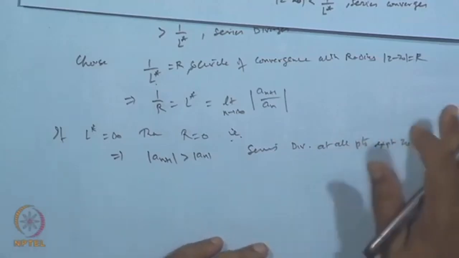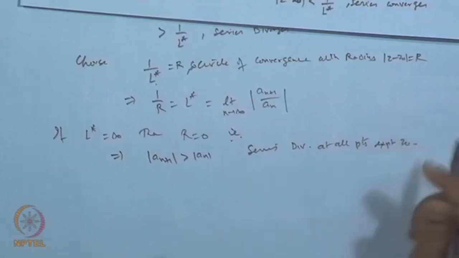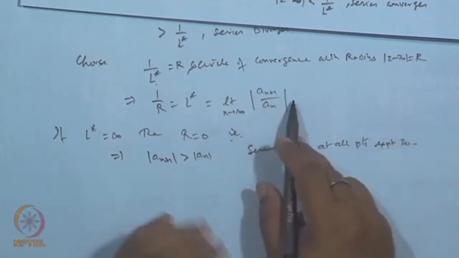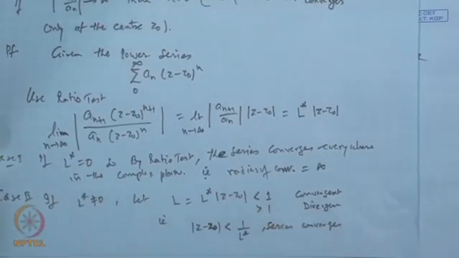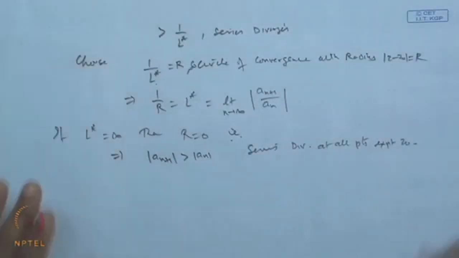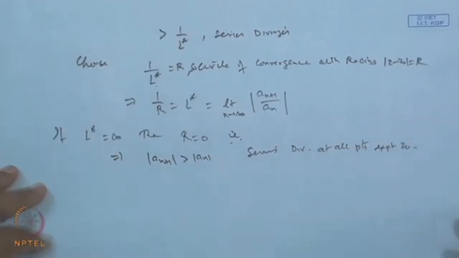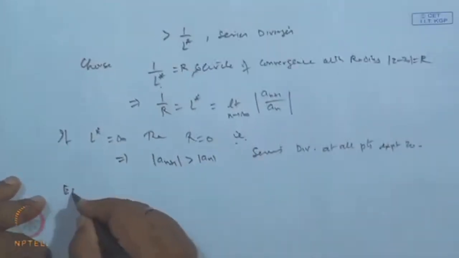The ratio test implies divergence because this entire thing is greater than 1. If it is greater than 1, then we get this divergence. Clear? So this shows that. Now take some example, then it's okay.